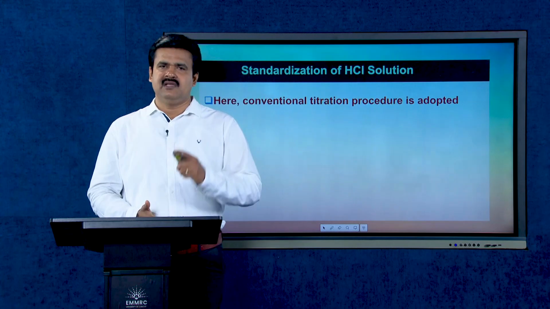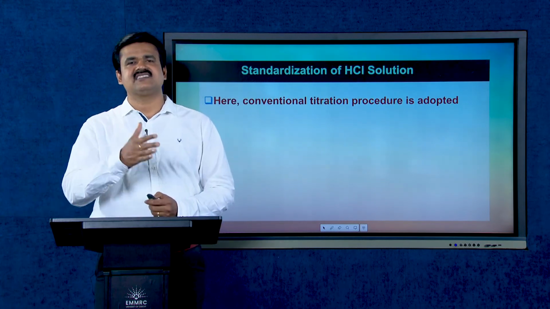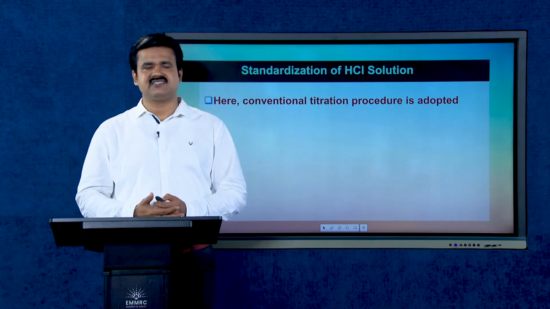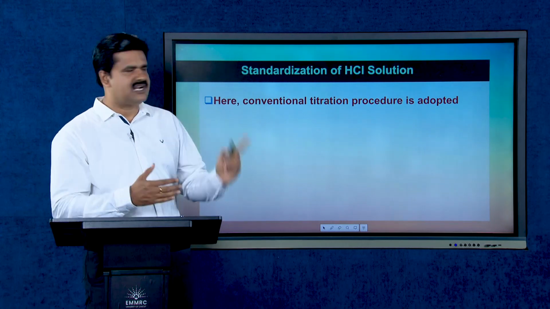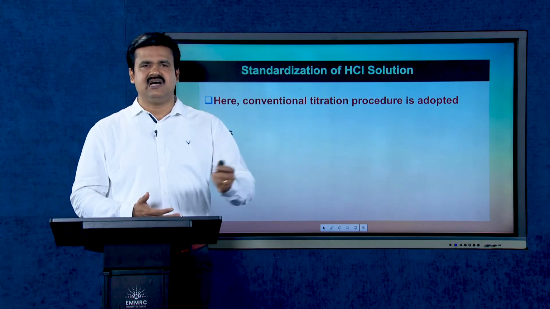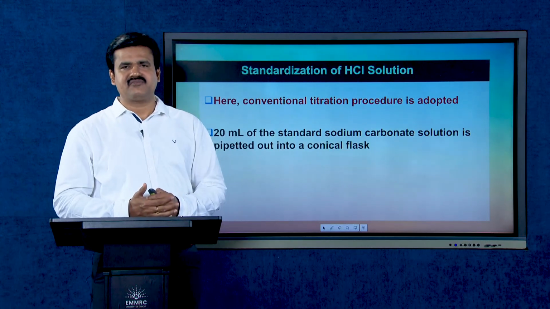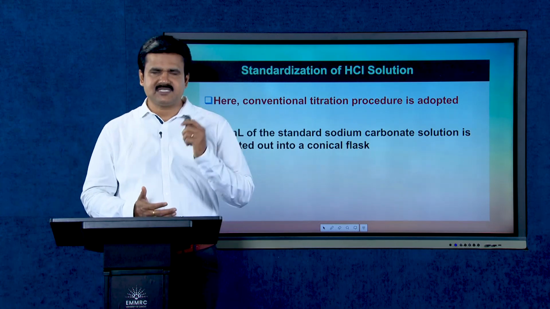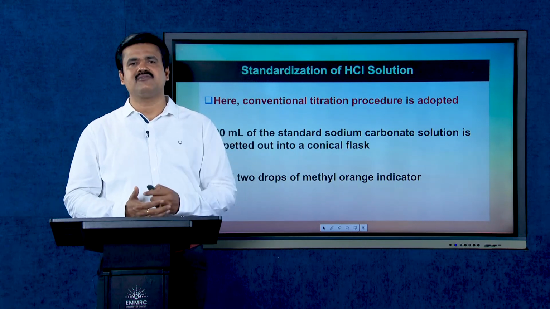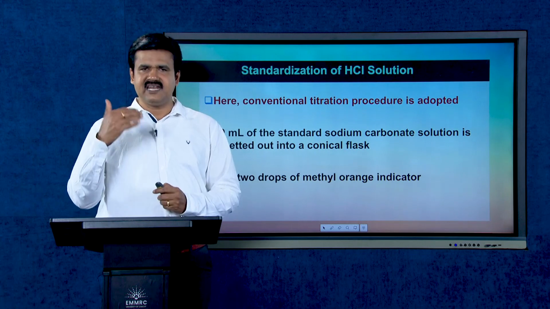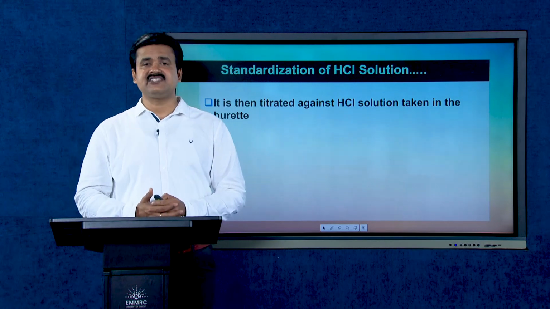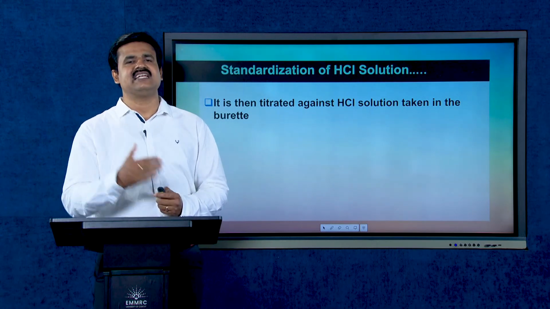Now, the standardization of HCl, that is the second part of the experiment. We are discussing the procedure behind the standardization of HCl solution, and here we are using the conventional titration procedure rather than the two burette titration method. For this purpose, 20 ml of the standard sodium carbonate solution is pipetted out into a conical flask. Add 2 drops of methyl orange indicator, which is suitable for the titration of sodium carbonate with HCl, and this solution is titrated against HCl solution taken in the burette.